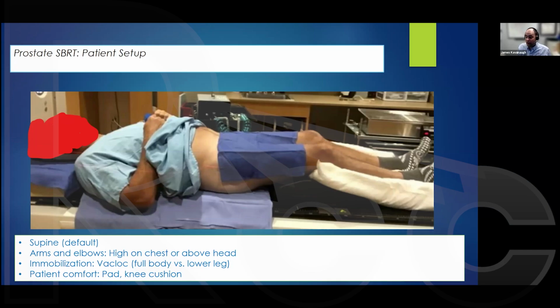For us, immobilization is actually fairly limited. You can see here there is this knee cushion for comfort, and then there's this vac lock bag kind of locked into that knee cushion. But note it ends at the knees. So there's really nothing in terms of immobilization from about mid femur up through to the head.